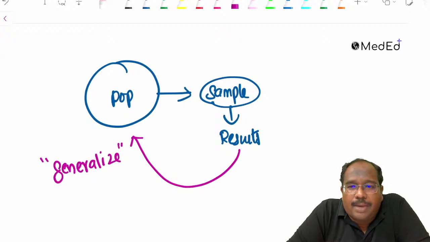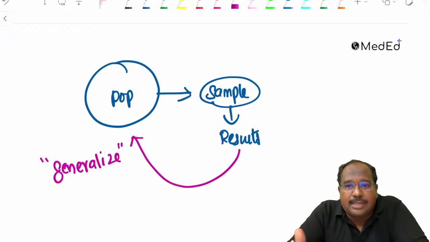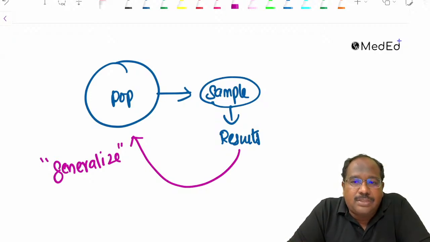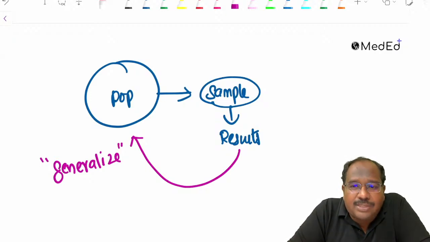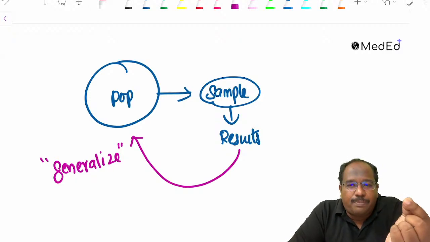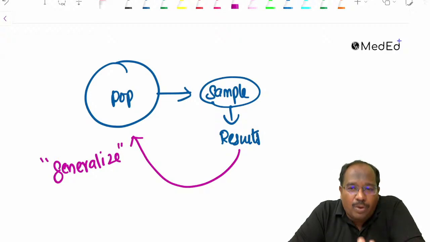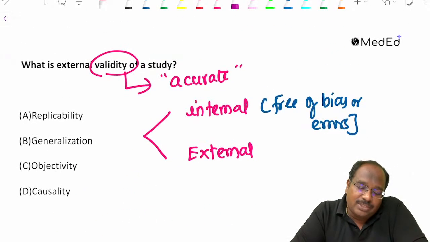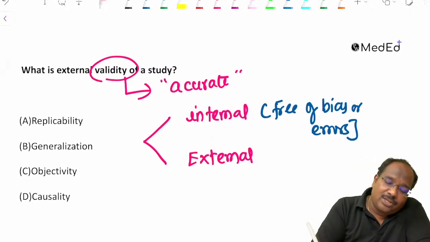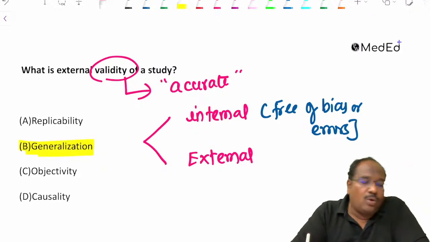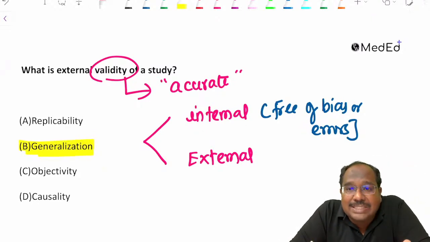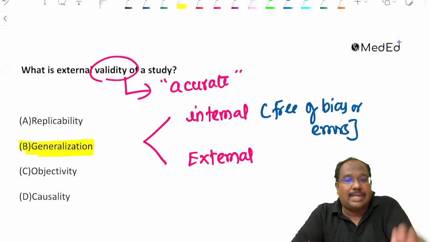The same thing: your mother cooks rice. She wants to know whether the rice is boiled. So she takes one piece of rice and checks it. Her assumption is that she generalizes it: the whole pot of rice is boiled. This is called external validity. Whatever results we are getting, we can generalize them.